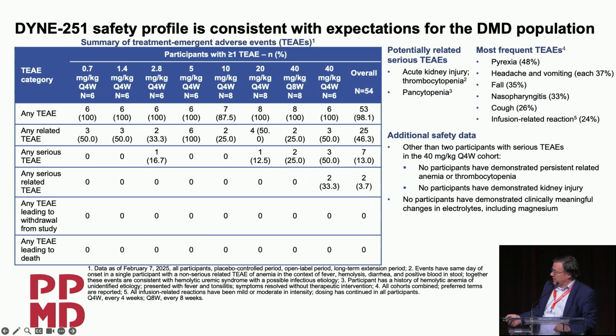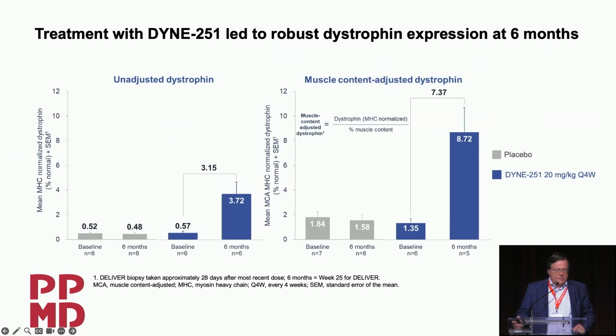In that registrational trial, I'll point out that the safety profile is really quite good. At the higher dose, there was a patient with a potentially related serious treatment emergent adverse event of kidney injury, thrombocytopenia and pancytopenia, which resolved, and that patient has continued on the trial, and now the dose is 20 milligrams. It continues, and I'm going to show you some biopsy data at 6 months in these patients.